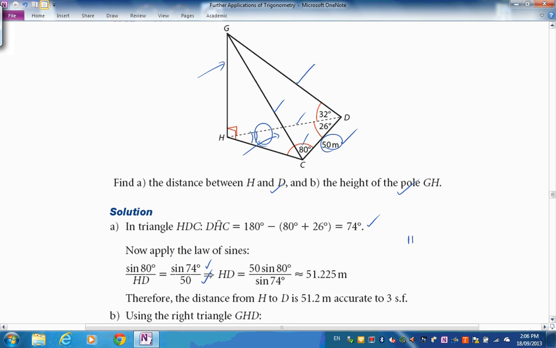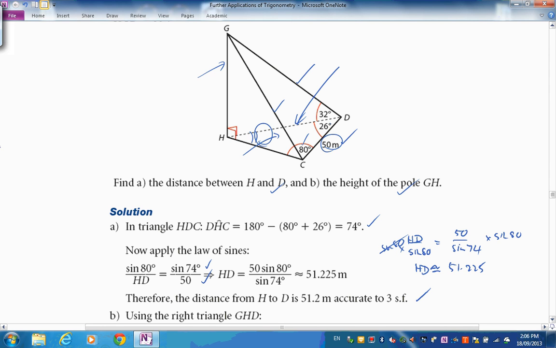Remember, it's probably preferable to put HD over the sine of 80 equals 50 over the sine of 74, for ease of solving for the unknown. Keep it up the top, multiply both sides by sine 80 and get approximately 51.225. No rounding off yet until the end. So the distance from H to D was the first answer, so that's that length, and we can round it to three significant figures.